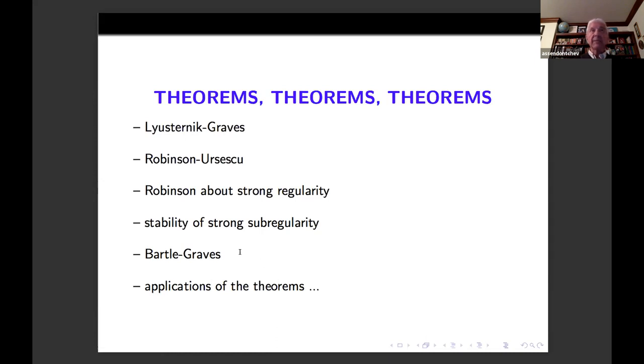The Bartle-Graves theorem is about mappings that are metrically regular, and the inverse has a locally convex graph. And in that case, the mapping has a continuous selection. The inverse mapping of the metrically regular mapping has a continuous selection. And then, of course, applications of all these theorems in optimization and optimal control.